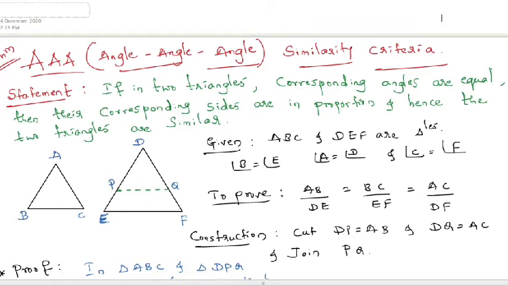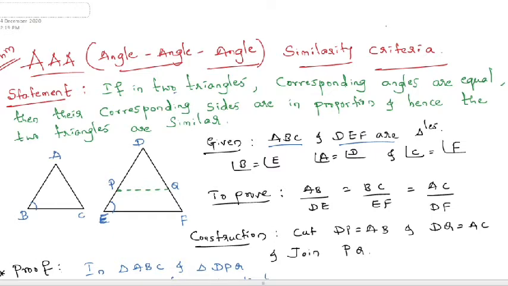Here, two triangles are drawn whose corresponding angles are equal. What is given here? Corresponding angles are equal. ABC and DEF are triangles. Angle B is equal to angle E, angle A is equal to angle D, and angle C is equal to angle F. What are we going to prove here? AB by DE is equal to BC by EF, which is equal to AC by DF.